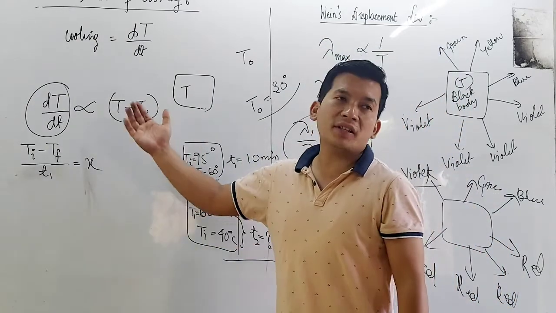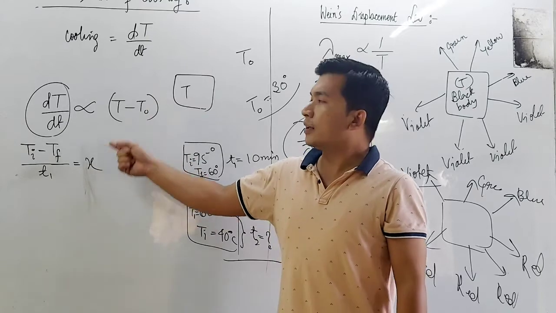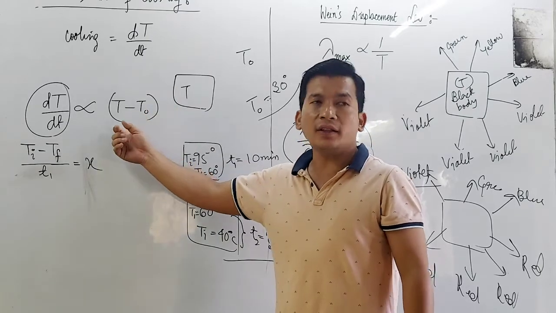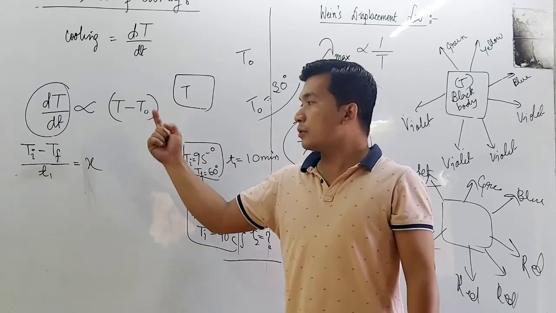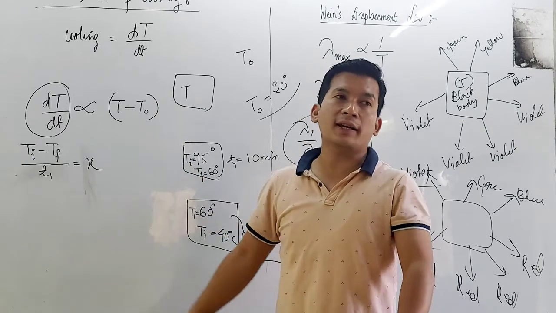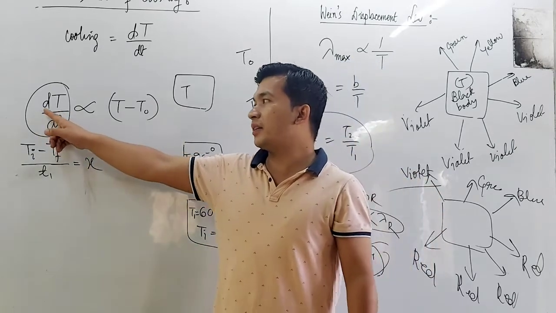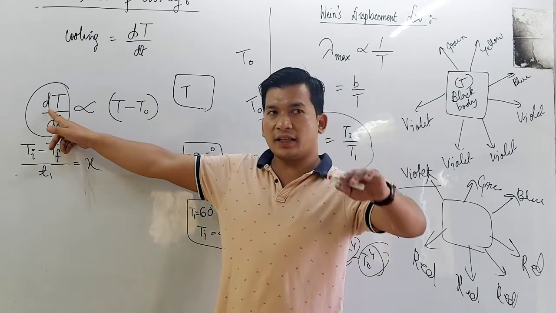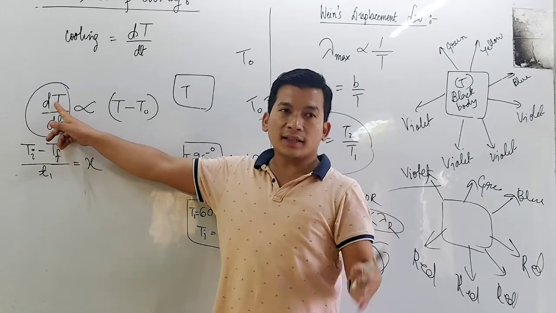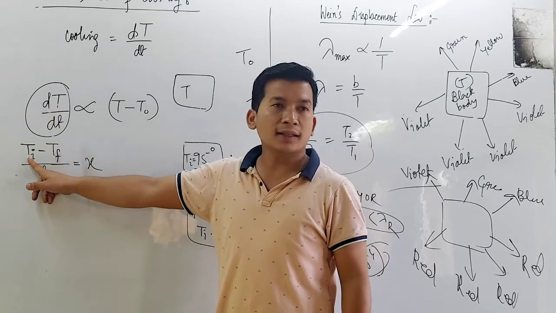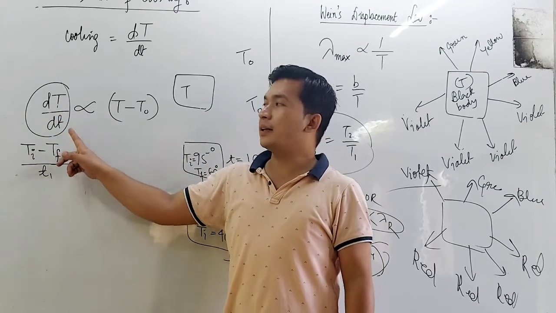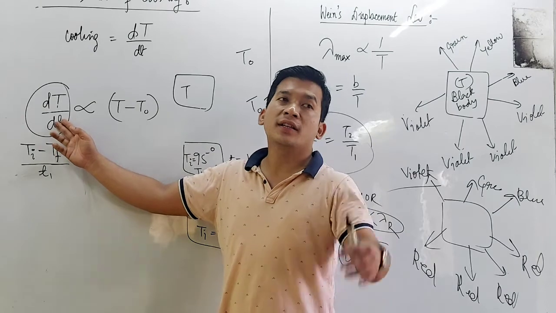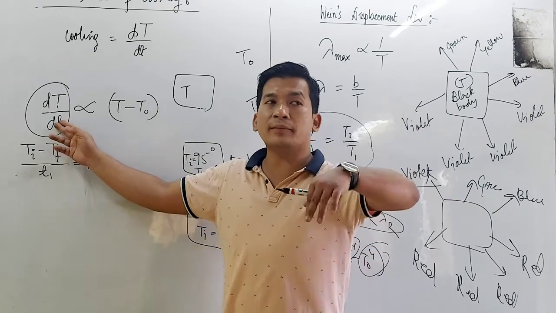How to remember this formula is important. From this statement, you must know how to convert it into formulas. dT, what do you mean by this? dT is the change in the value of temperature, the decrease in the temperature, initial minus final. And dt means the duration. Initial time will be 0. Final time will be 10 minutes.